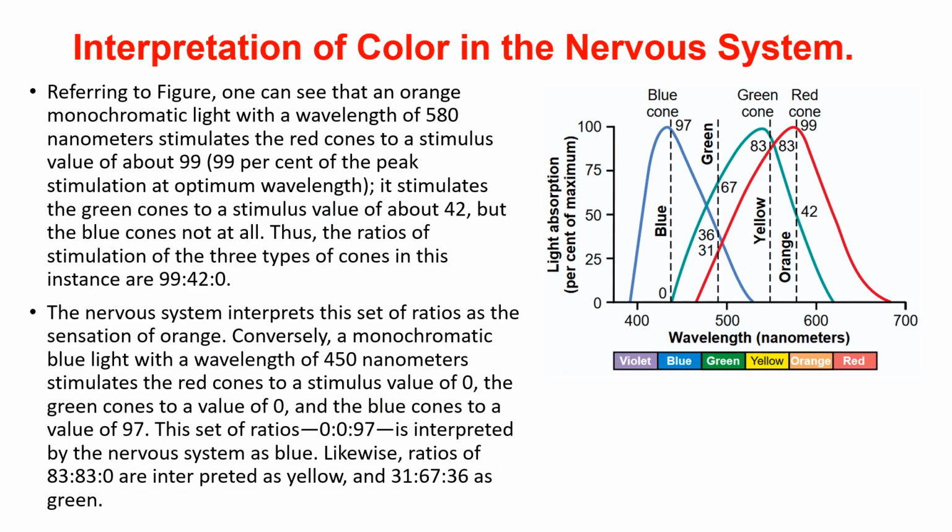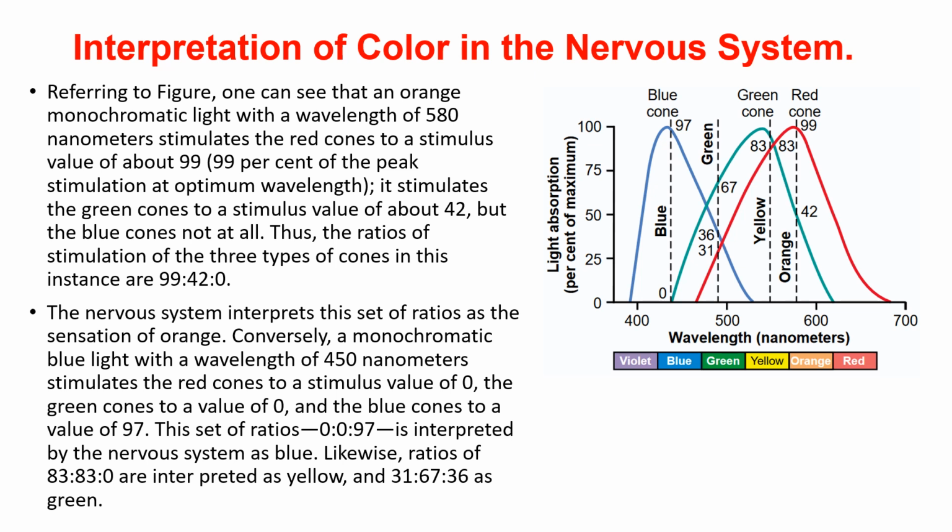Interpretation of color in the nervous system. Referring to the figure, one can see that an orange monochromatic light with a wavelength of 580 nanometers stimulates the red cones to a stimulus value of about 99% of the peak stimulation at optimum wavelength. It stimulates the green cones to a stimulus value of about 42, but the blue cones not at all. Thus, the ratios of stimulation of the three types of cones in this instance are 99:42:0. The nervous system interprets this set of ratios as the sensation of orange.